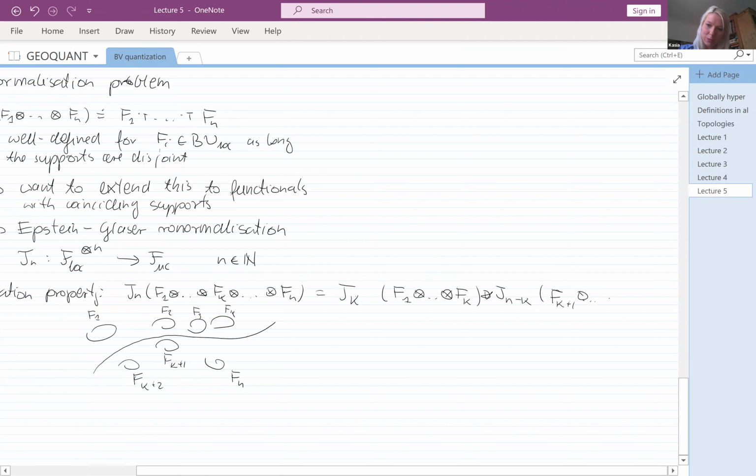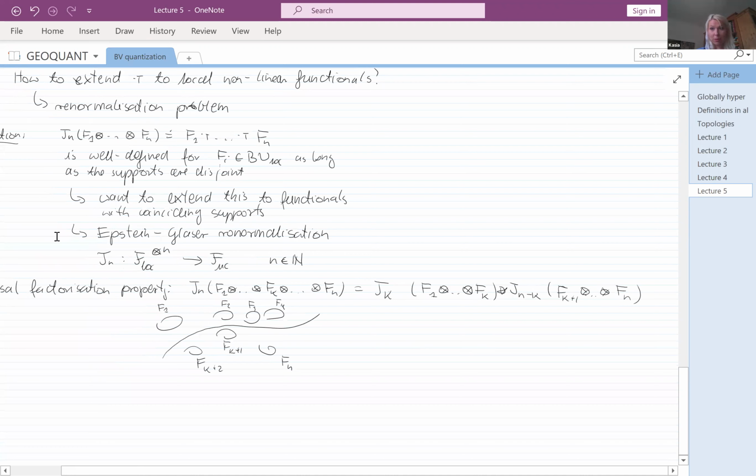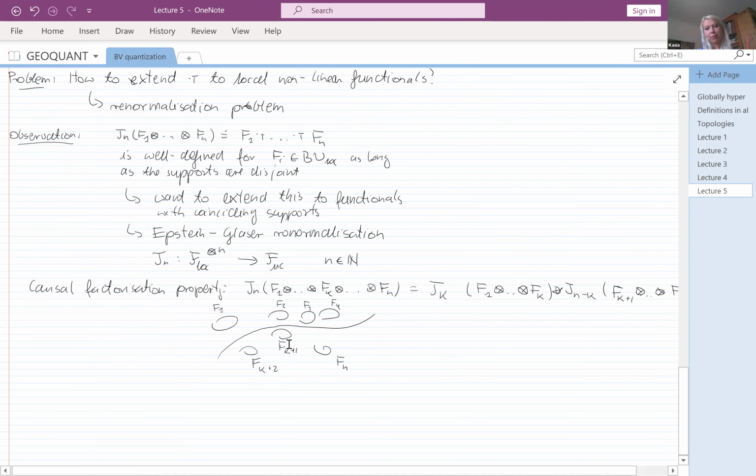Okay, so I just finished writing the causal factorization property. So with this property and some further requirements, one can construct this family of maps. And at each step, the functional analytic question is to extend certain distributions which are defined everywhere outside the diagonal to the diagonal. So it's an extension problem for distributions. And this is where infinities come in, okay?